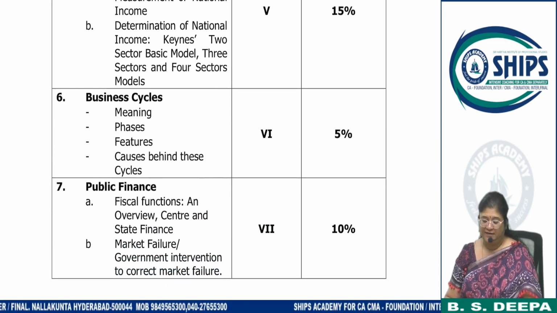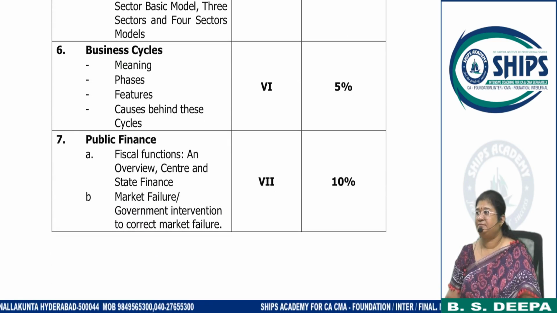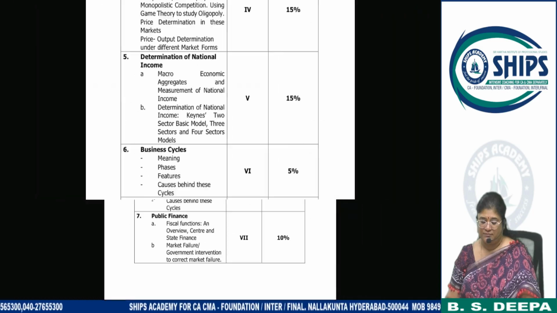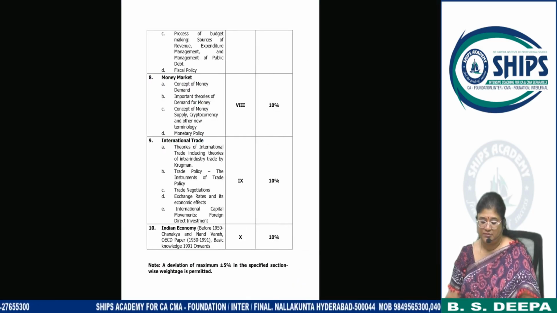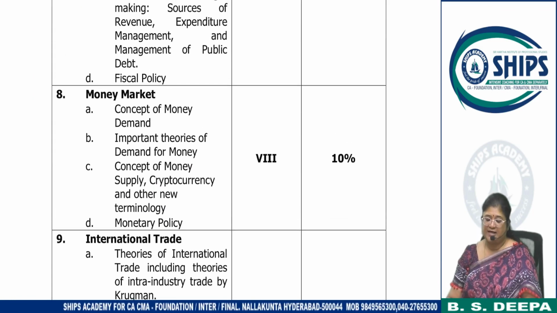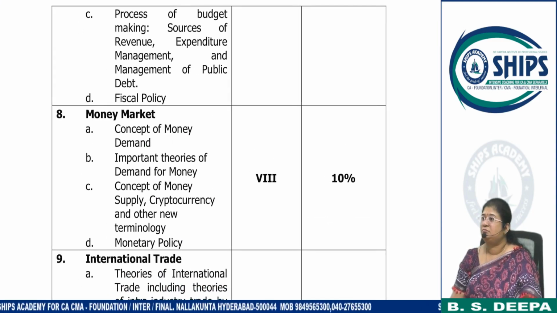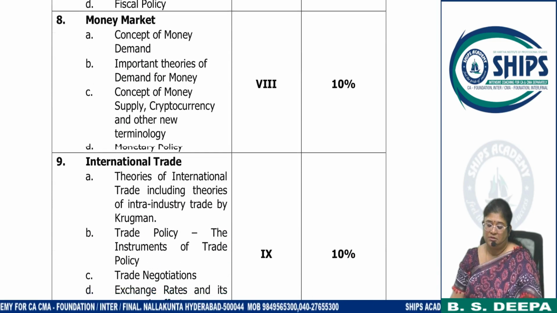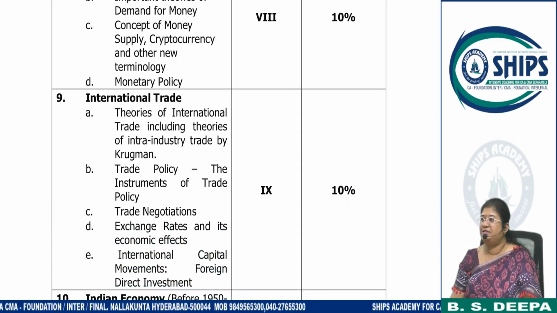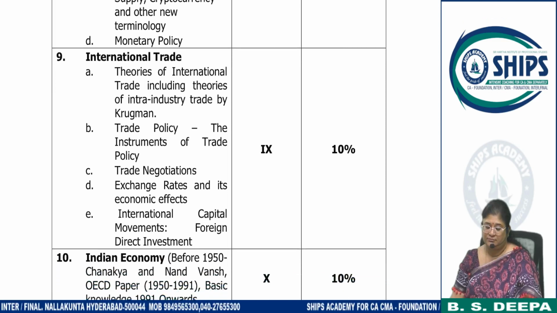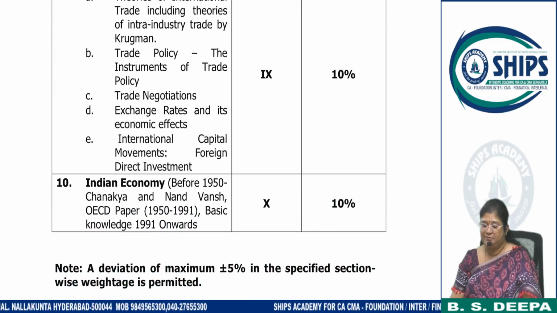Okay, then public finance 10% of weightage. Then money market is 10%. Then international trade is 10%. Whereas Indian economy is 10%.